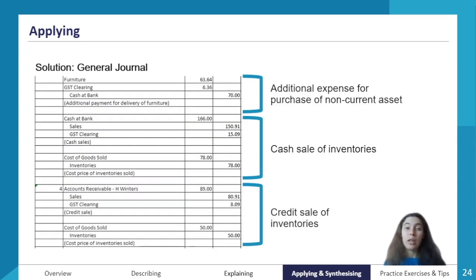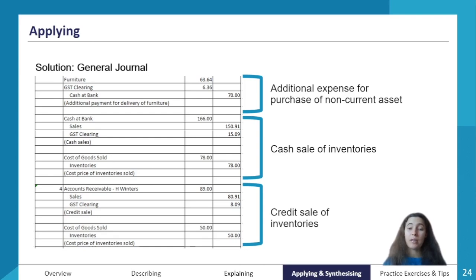I also mentioned here about taking note of that additional expense for the purchase of the non-current asset. We were told that we had to pay extra for the delivery of furniture, and this was going to be paid by cash. So in this case, instead of accounts payable, we've got cash at bank for $70. And again, that idea of furniture and GST, because that is what is involved in this transaction.